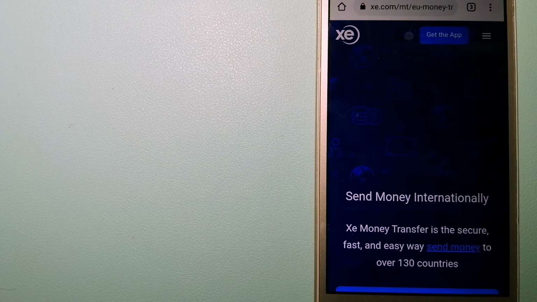Money transfer companies and governments change the rules all the time. If one of these services is not available anymore, or if you know another reliable way to send money abroad, make sure to leave your comments and let the rest of us know.